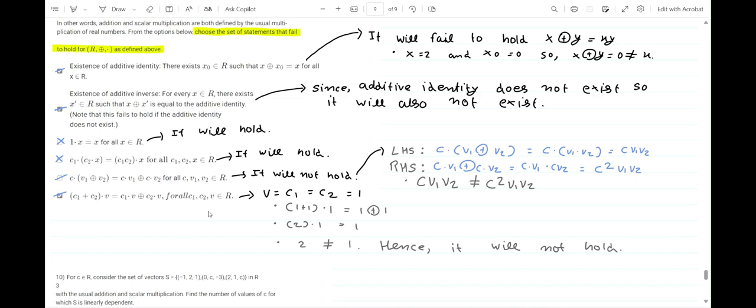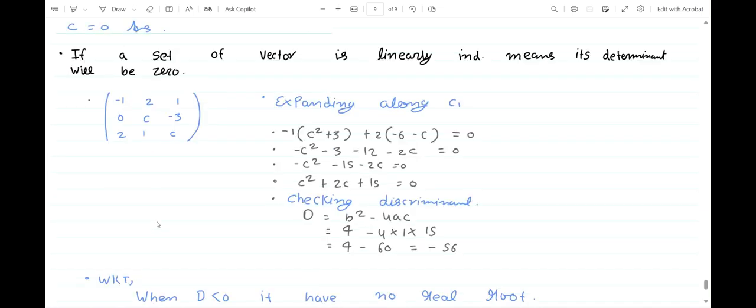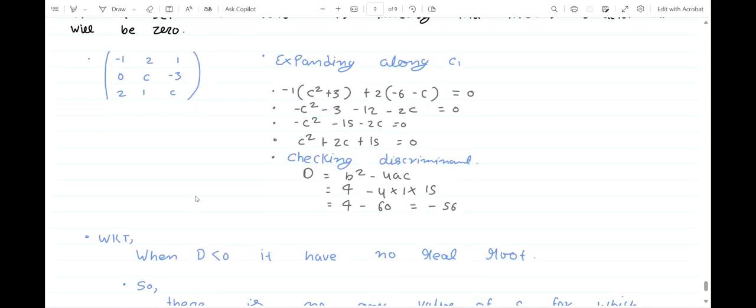Now let us look at the last question, which is again the same as the above few questions, where we have to find the value of c using its dependency by finding its determinant and equating it with 0. The only change in this question is that we have to find for how many c it will be dependent. So let us expand this matrix along c2, and at the end the equation that we get is c squared plus 2c plus 15 is equal to 0. Let's check its discriminant, given by b squared minus 4ac, which is basically 4 minus 4 times 1 times 15, which is equal to minus 56.